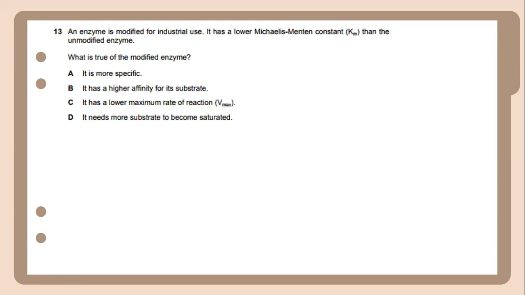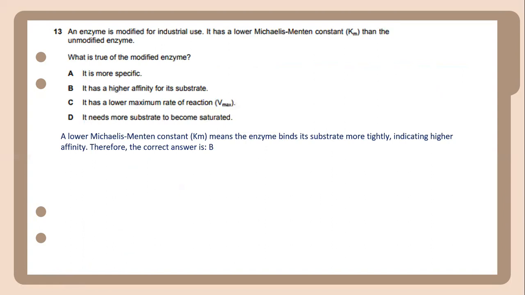An enzyme is modified for industrial use. It has a lower Michaelis-Menten constant than the unmodified enzyme. What is true of the modified enzyme? A lower Km means the enzyme binds the substrate more tightly, which indicates higher affinity. So the answer will be B.